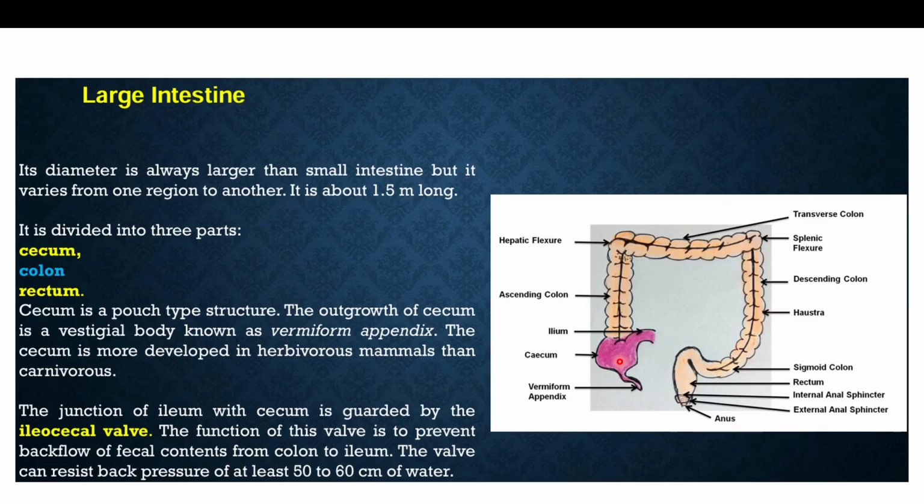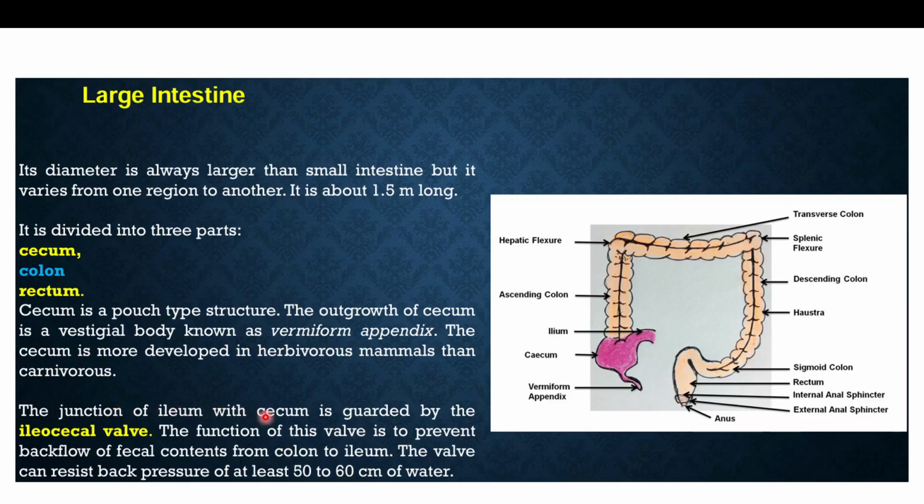First is the cecum, then this colon with three variations, and then finally the rectum where stool is stored. So the cecum is a pouch-type structure. This one, the outgrowth of the cecum, is a vestigial body known as the appendix, or vermiform appendix. The cecum is more developed in herbivorous mammals than carnivores.